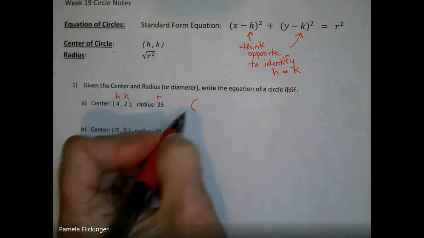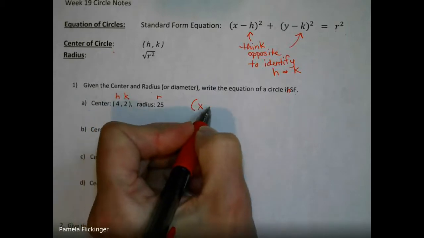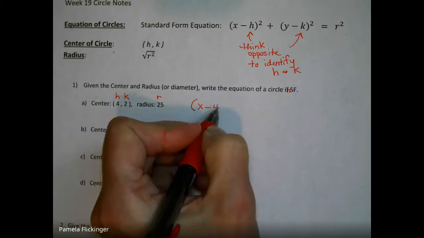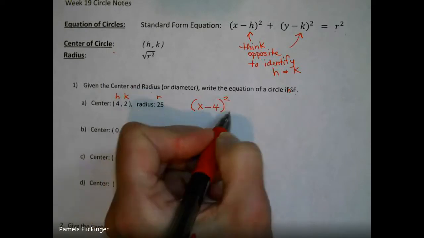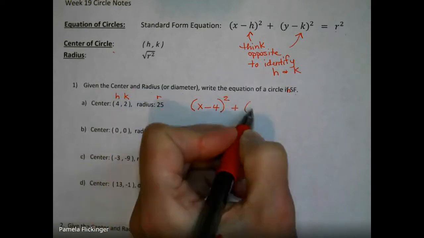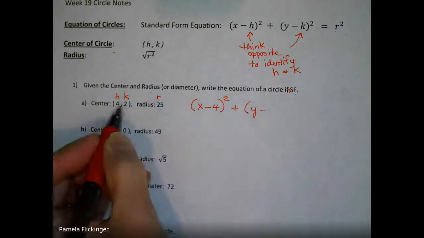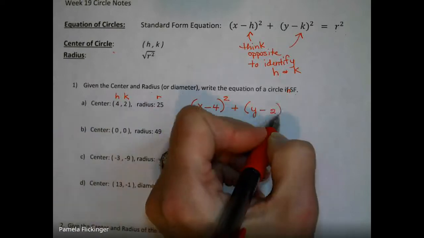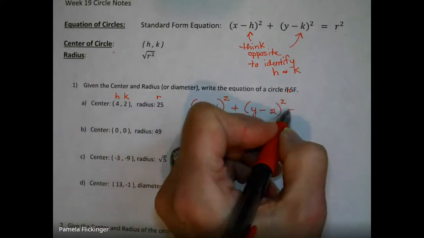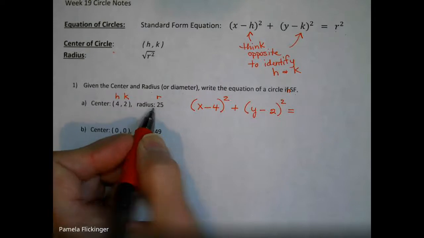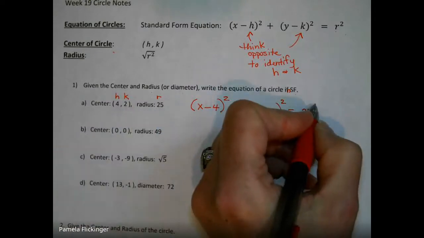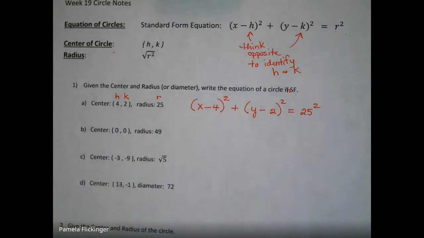So I'm going to just fill in. I'm going to have x minus the h value, 4, square it, plus y minus the k value, which is 2, square it. And then this is going to be 25 squared. I'm going to write it like that for now, but you can't leave the r value squared written that way. You actually have to do the math.